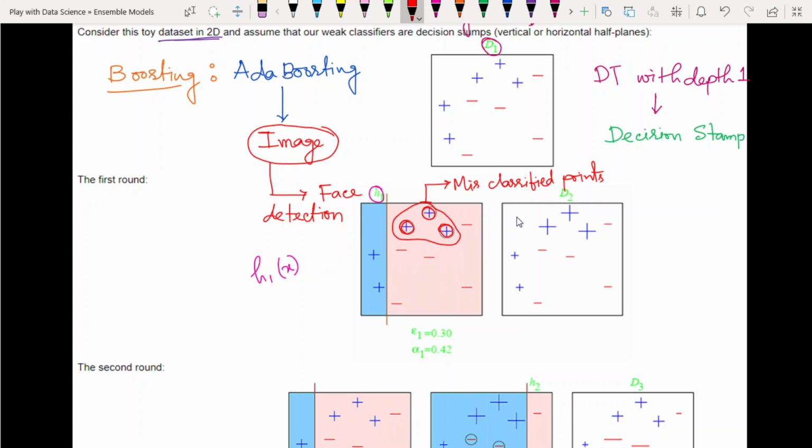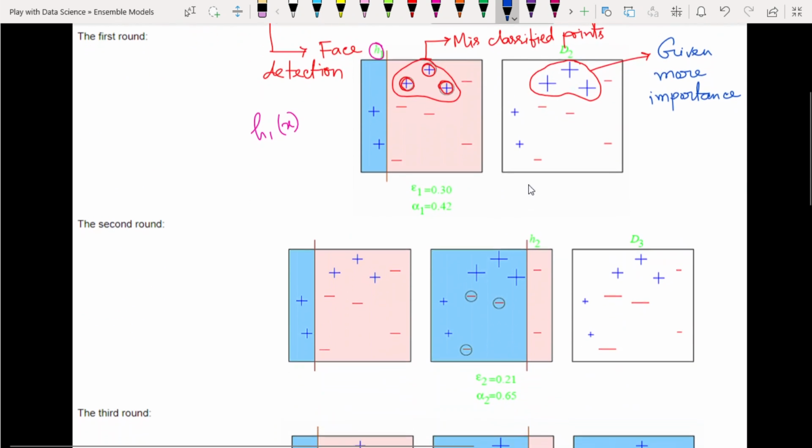Now, to build the data set D2, at the first round we have given more importance to these points. Just see this: we have given more importance, using a bigger size for these misclassified points. Actually we have given more importance to these data points. This is the first step we have to do.